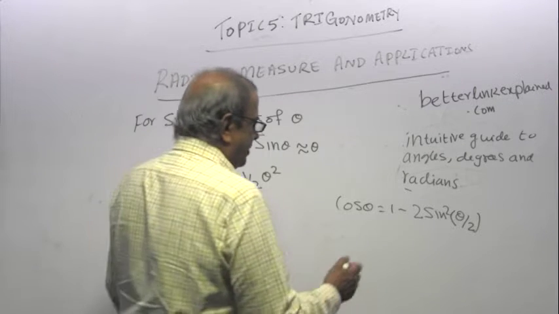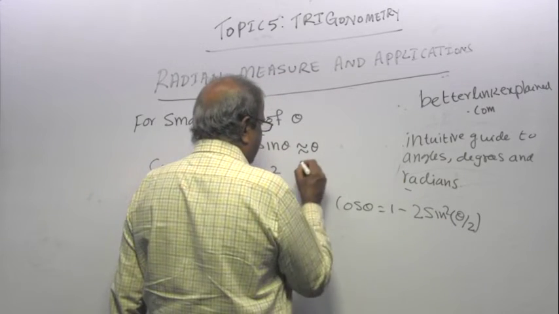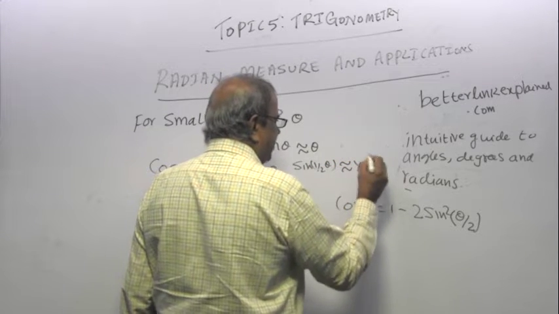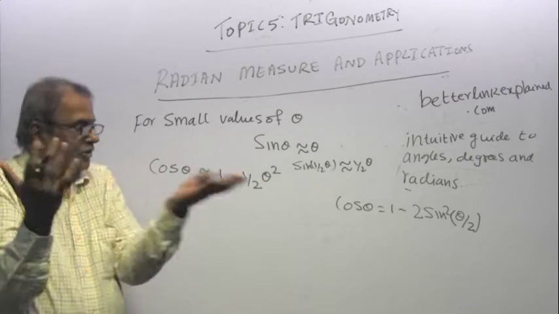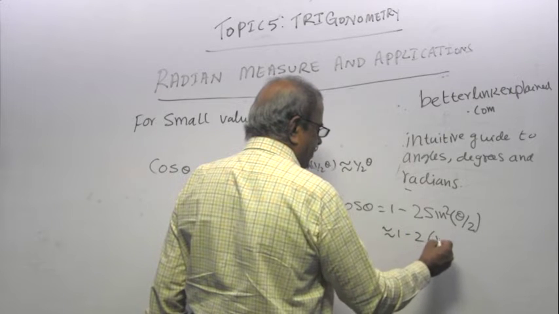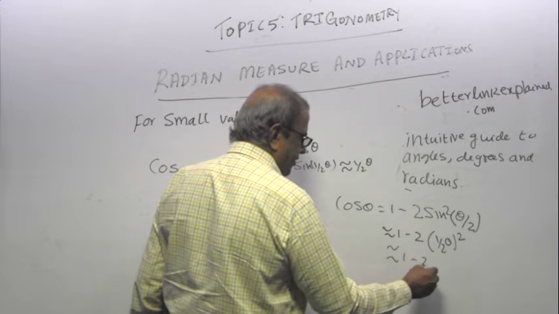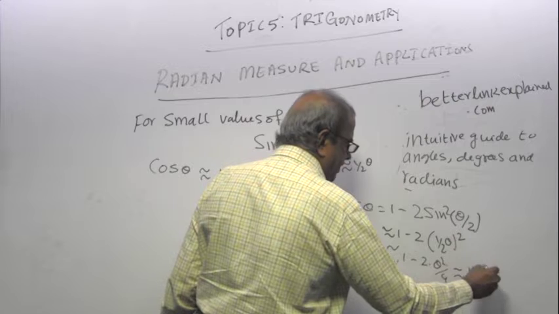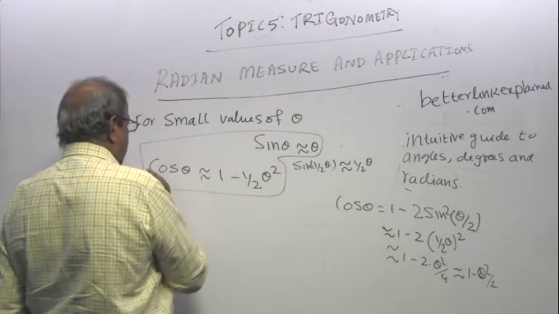Now, if sine theta is approximately theta, do you agree sine half theta is approximately half theta? If sine theta is theta, half theta is still smaller. So sine half theta is half theta. So it is 1 minus 2 times half theta squared. Expand it: 1 minus 2 times theta squared over 4, which is 1 minus theta squared over 2. These are called small angle approximations.